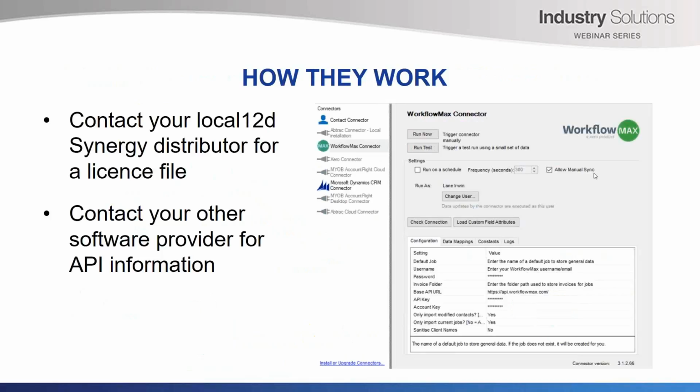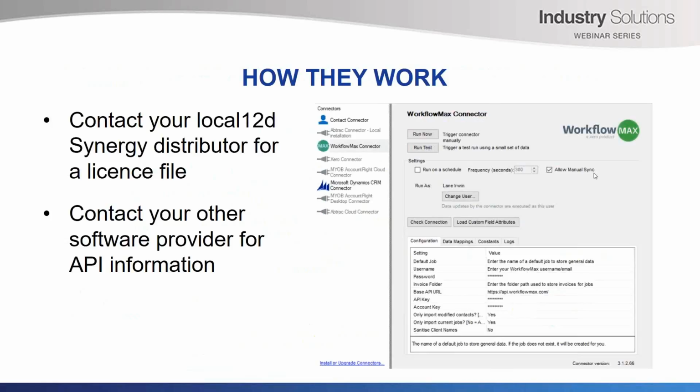Now, how do the connectors work? If you say, hey, we want to go ahead and get the connector up and running, the first thing you need to do is contact your local 12D Synergy distributor for a new license file, so we can enable the connector you want. And you'd also need to contact your other software provider for your API information.